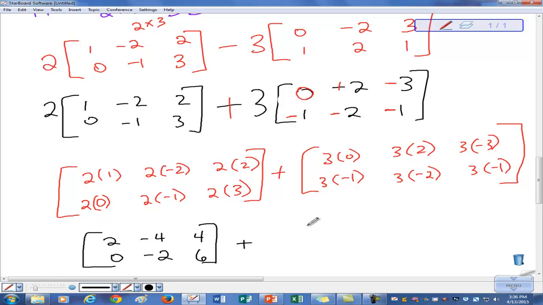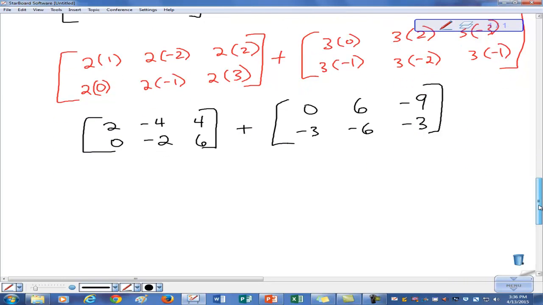And then we're going to do the same thing for matrix B, which is 3 times 0 is 0. 3 times 2 is 6. Again, 3 times negative 3 is a negative 9. 3 times negative 1 is a negative 3. 3 times negative 2 is a negative 6. 3 times negative 1 is a negative 3. Okay, so we're finished multiplying.